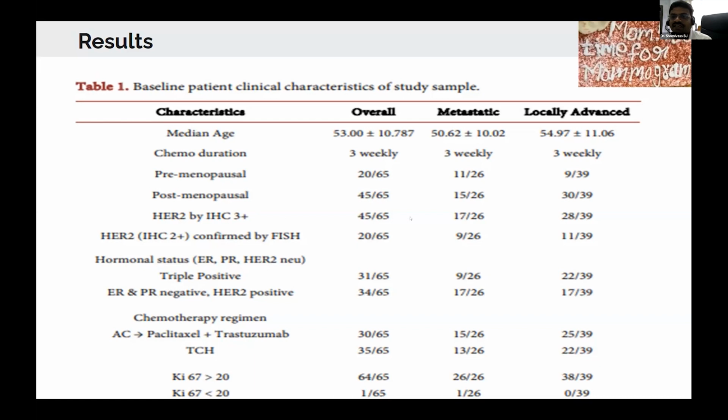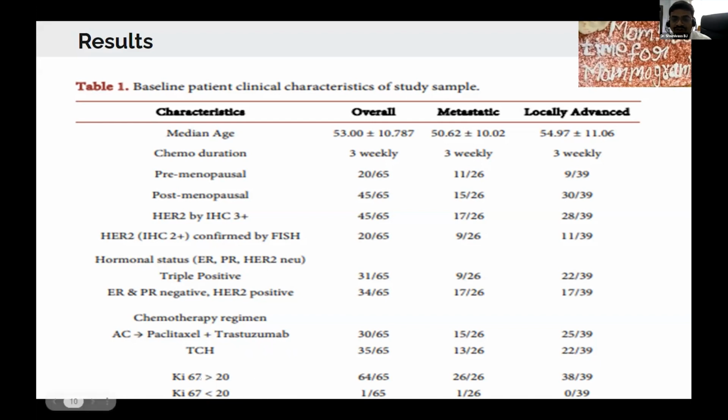HER2 by IHC 3+ was in around 45 out of 65 patients. Confirmed by FISH were 20. Then hormonal status: triple positive were 31 in total, and ER/PR negative and HER2 positive were 34 patients. For the chemotherapy regimen, in around 50% of the population it was AC followed by Paclitaxel plus trastuzumab, which we call ACTH, and a TCH regimen in around 35% of the patients.